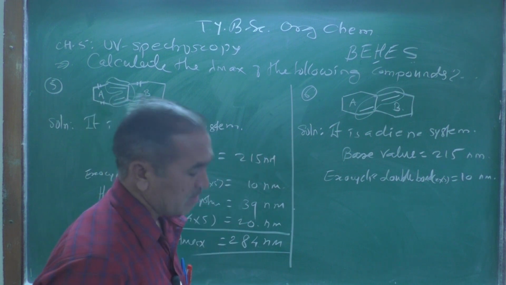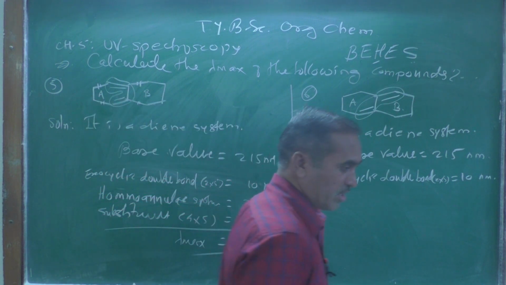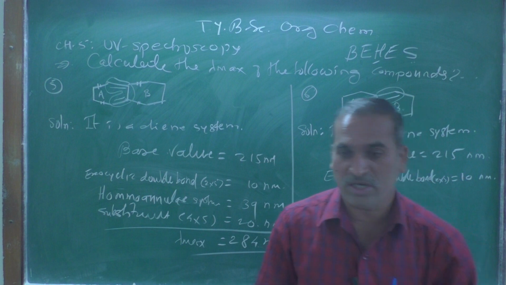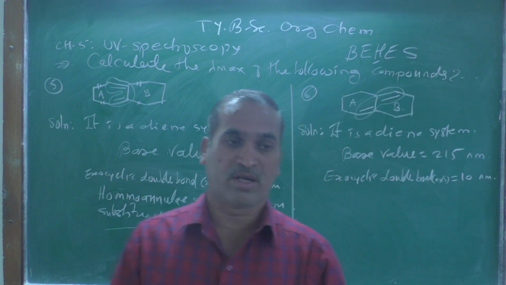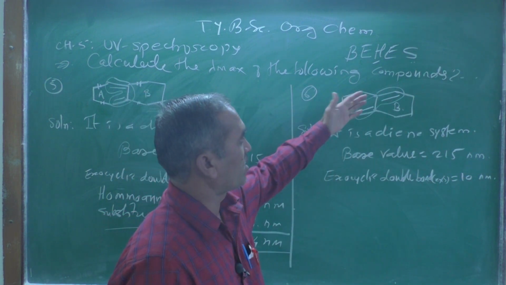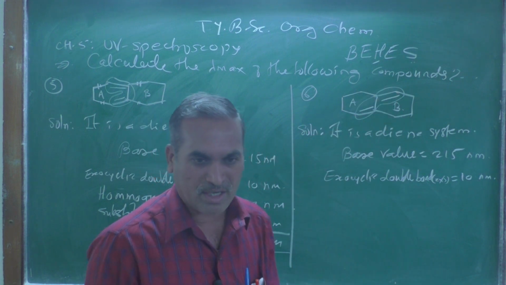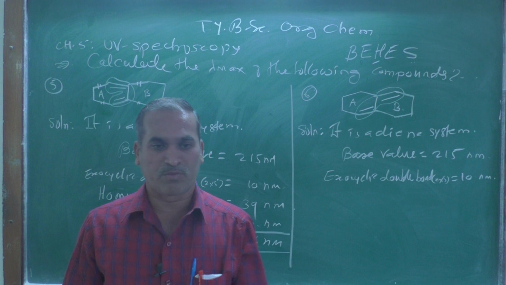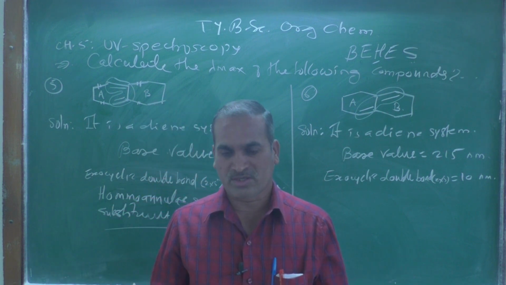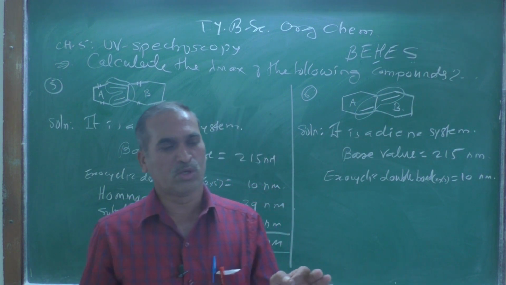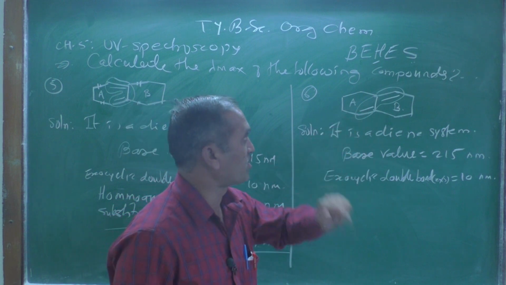Now look at AE, which means extended conjugation. Is there extended conjugation present over here? No, there is no extended conjugation, only a diene system, two double bonds separated by a single bond, and therefore there is no question of an extra double bond, meaning no extended conjugation present over here.